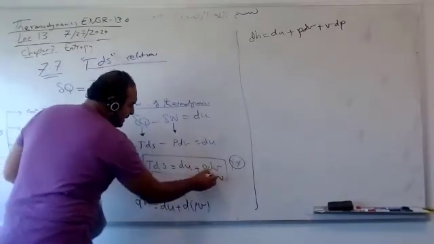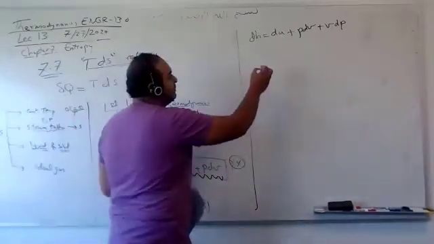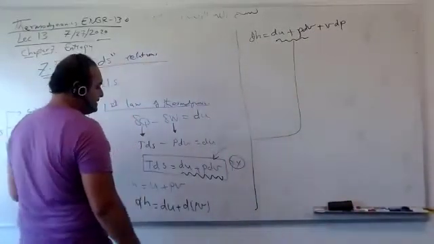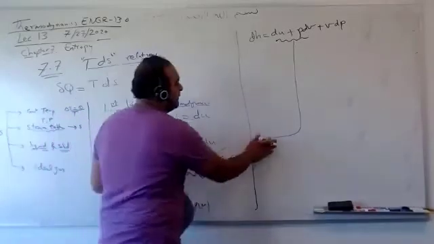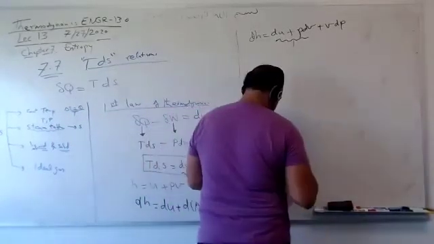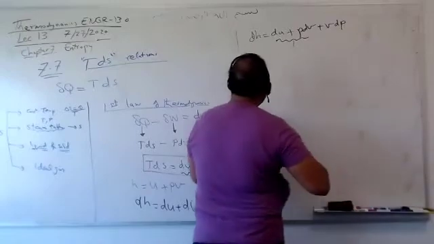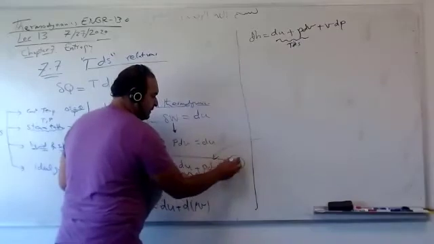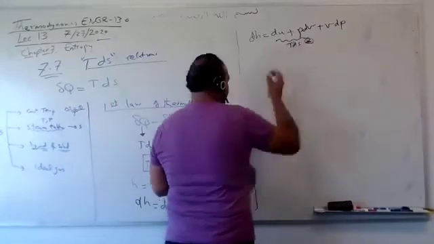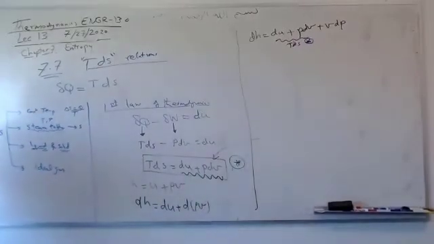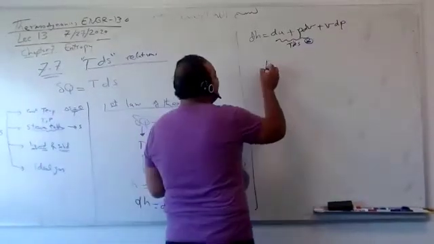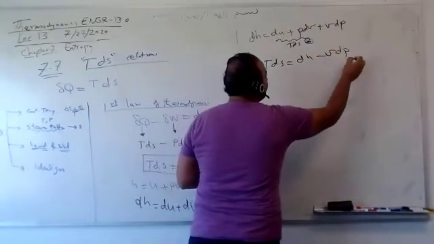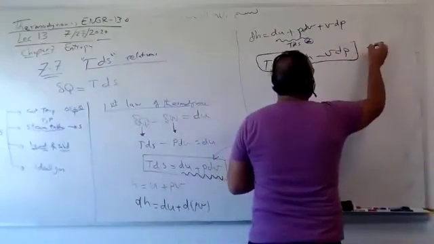But du plus PdV is T dS. So I can replace this by T dS. This is the equation single star, and from it you can say T dS equals dH minus VdP. This is the second equation, and that's it.